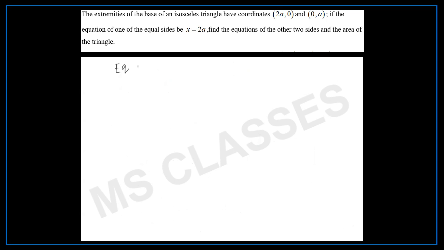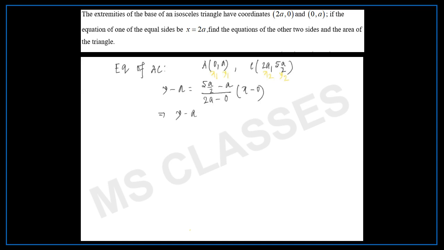So the equation of AC. What are the points given? A was (0, a), and C is (2a, 5a by 2). So we consider this one as x1, y1, and this as x2, y2. So you can write this as y minus y1 equals (y2 minus y1) by (x2 minus x1) into (x minus x1).